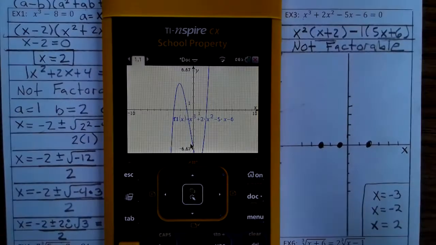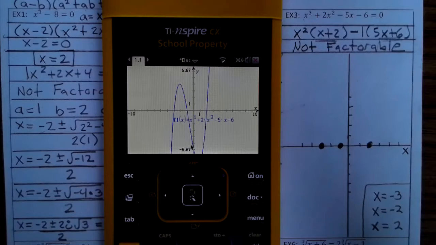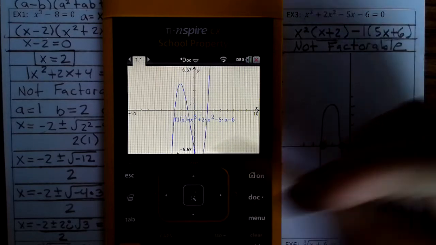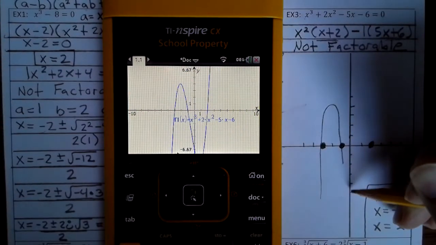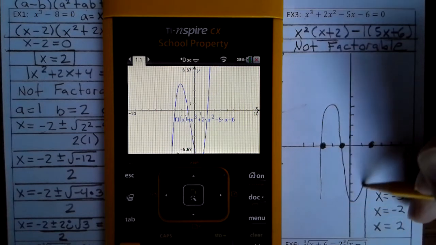All right, so now let's just make a brief sketch of the graph. So we know it goes through there, goes up, goes back down. We really don't care about the y-intercept, but it looks like it crosses at negative 6. And then it crosses back up here. Okay. All right, so go and finish up example 3.